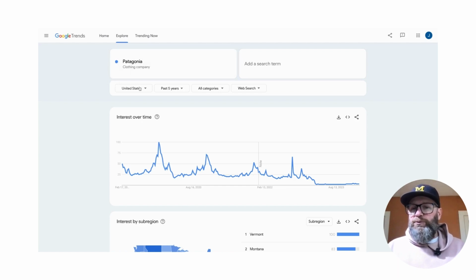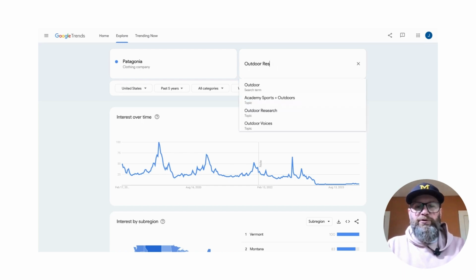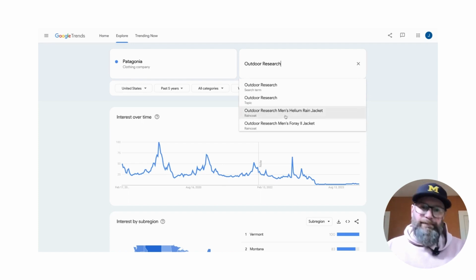Okay, so let's look at what's great about this tool: you can compare brands. It pulls it into the same chart, and this is where the magic is. So I'm going to punch in a different brand that we work with, Outdoor Research. And if you're an Outdoor Research junkie, you might not be real excited about the way this is going to lay out.